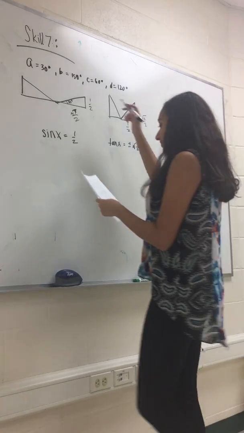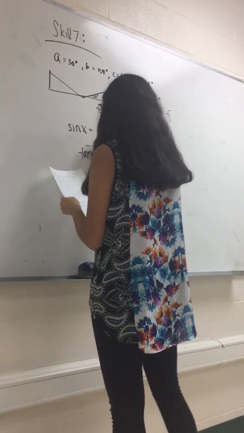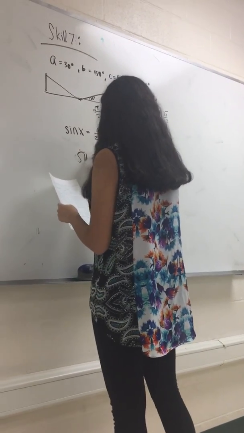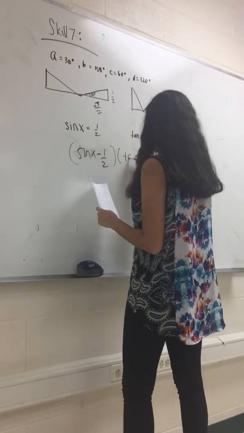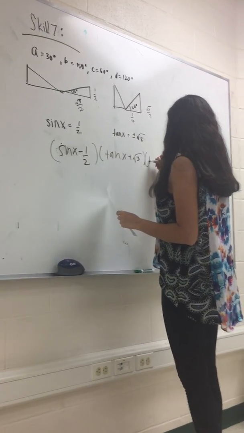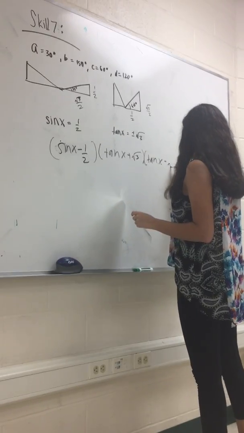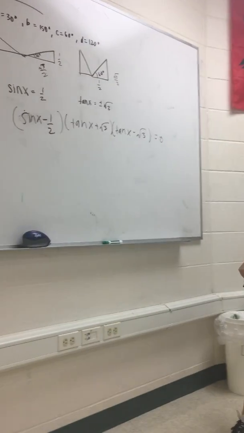Any questions so far? You're getting the board? Okay. So now, the equation that you get out of this would be sine of x minus 1/2 times the tangent of x plus root 3. So this could also be 5 pi. Do you have a question on where I got this from? Are you even taking a video?